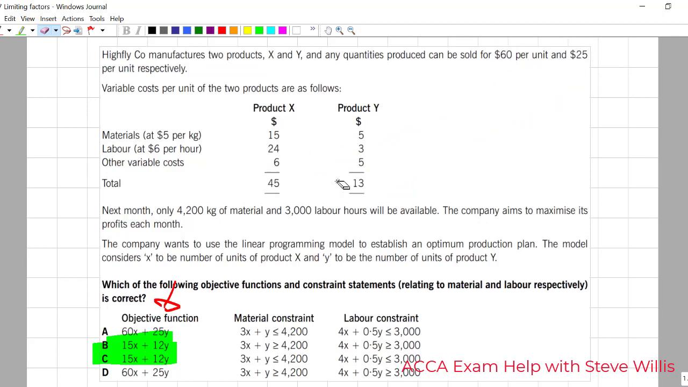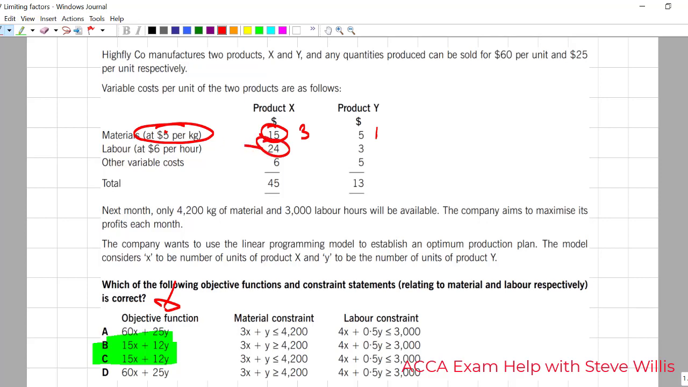Now, what's going on here? Well, x and y, right, that's about the product that we're making. And that number in front of it, that coefficient, is actually about units. It's not a monetary value here. And look at this. The cost per unit is 15. The price per kilo is 5, so 15 divided by 5 is 3. It takes 3 kilos to do an X, and it takes 1 kilo to do a Y.